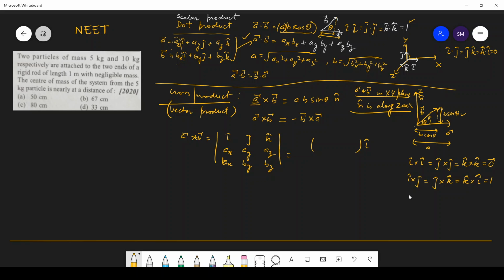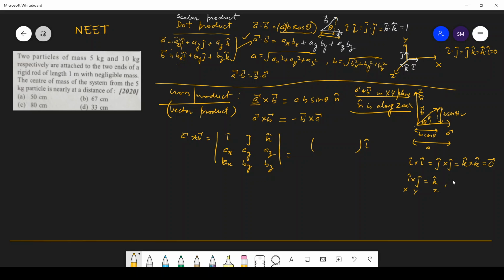And j cross i equals k cross j equals, okay, this is a unit vector, so the magnitude is 1. But what about the vector? See, here also on 0 I have put the vector sign. So what is the direction? The direction is different, so we cannot write them as equal. So for i cross j, it's the xy plane, so the resultant will be along the z axis.